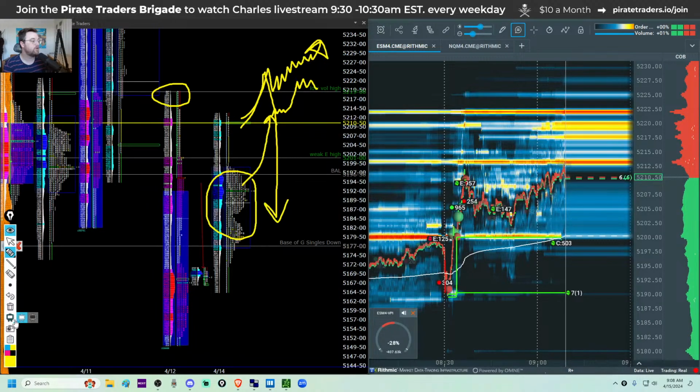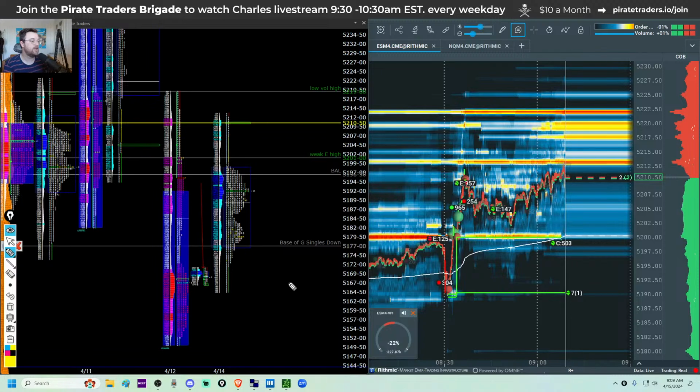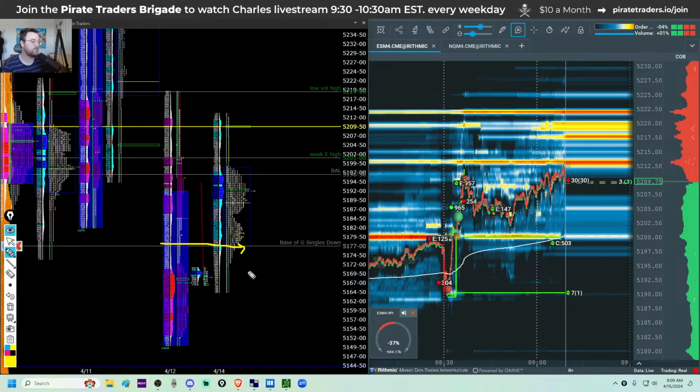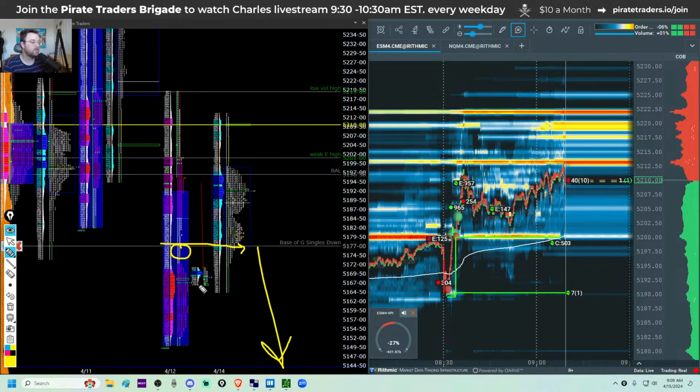Okay? Now, as far as the downside is concerned, I do feel like this area right here around 51.77 is a deal or no deal level for the buyers, for the bulls today. If they let that break, this market is likely heading much, much lower. Okay? It was a base of single prints, which means it was an area where something changed on Friday and the momentum broke lower.